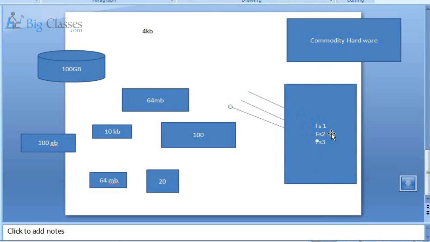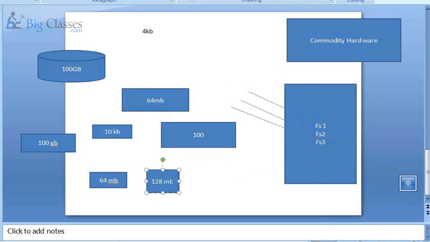So that is the reason the Hadoop framework, or HDFS, always tries to maintain a larger block size. It can be 64 MB, or we can also configure it as 128 MB.